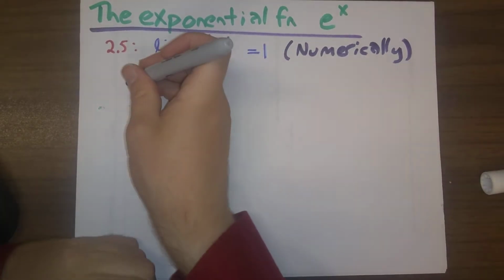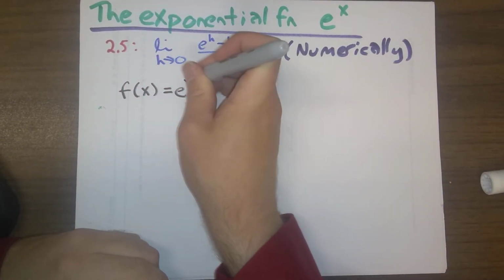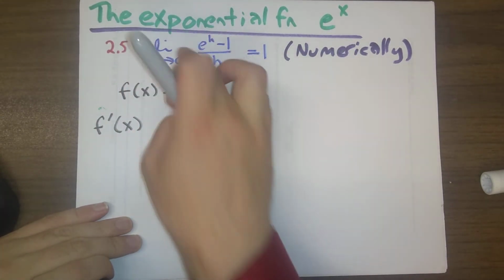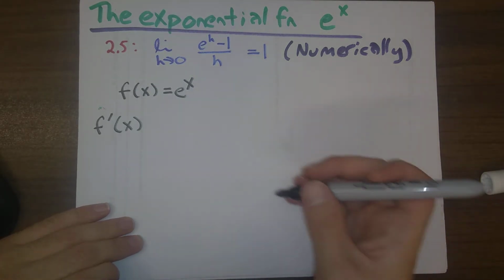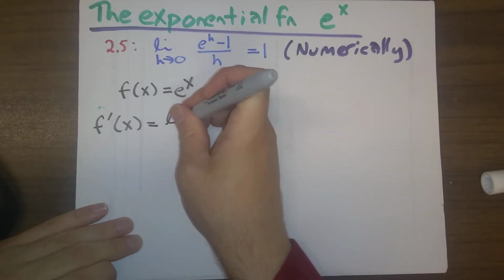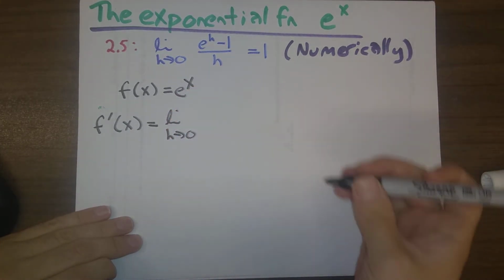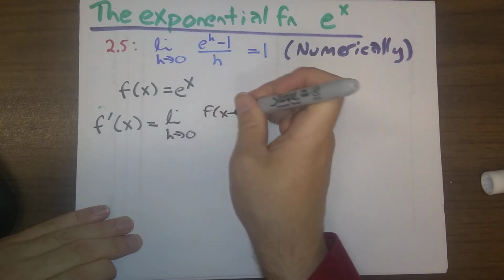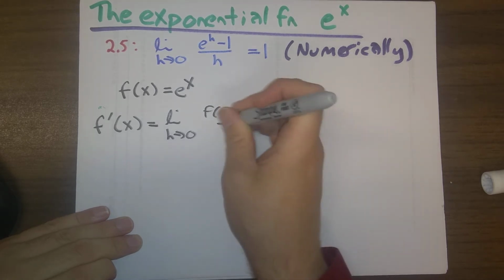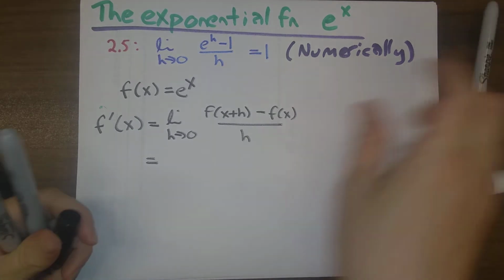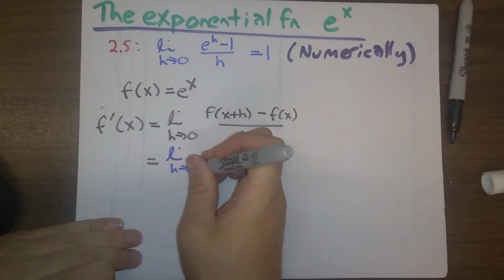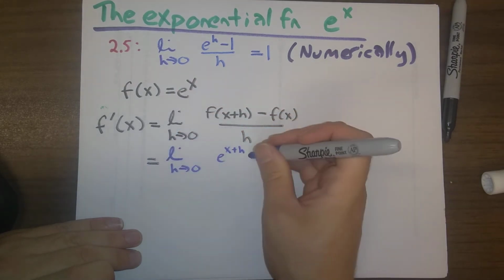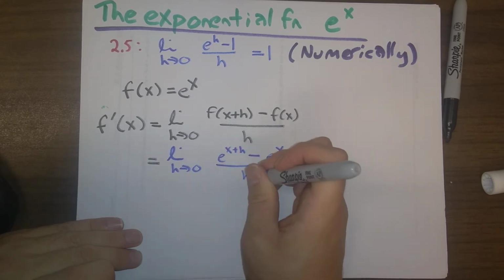So now let's say that our function f of x is e to the x. And let's figure out what the derivative is, and we'll want to take this limit as given for us in the near future. So the derivative here is, well, let's just write down the limit definition: the limit as h goes to 0 of f of x plus h minus f of x, all of that over h. So it's the limit as h goes to 0 of e to the x plus h minus e to the x, all of that over h.